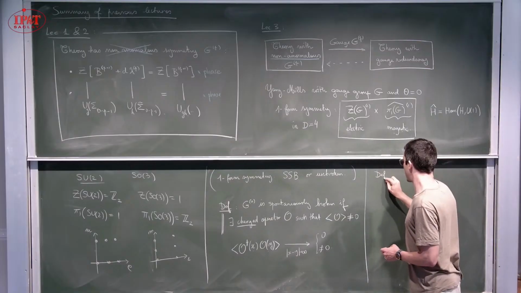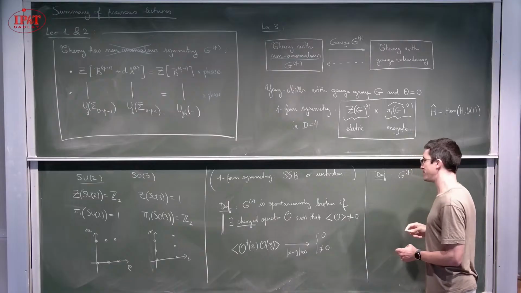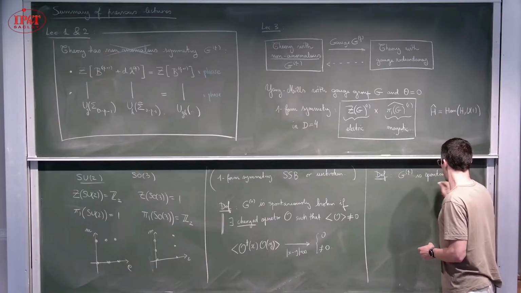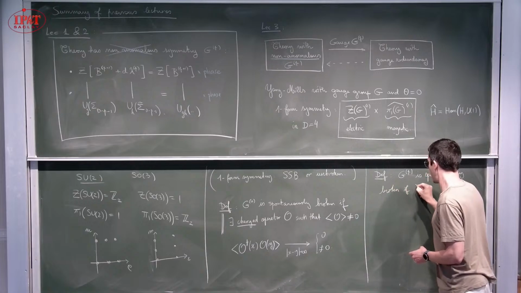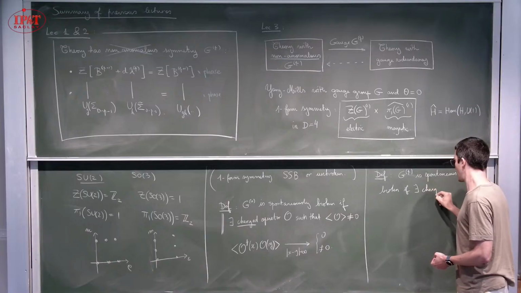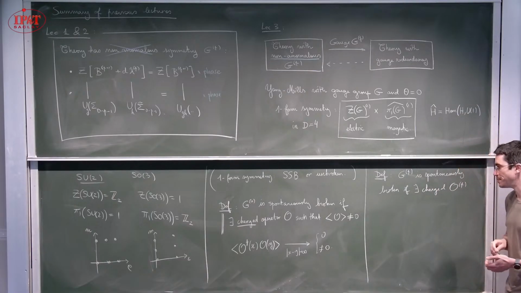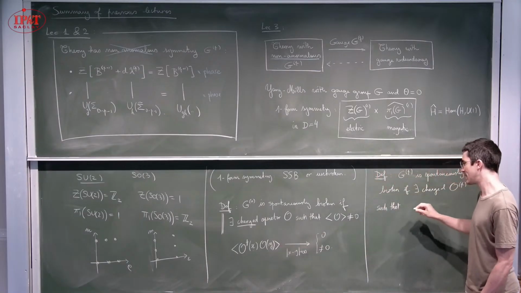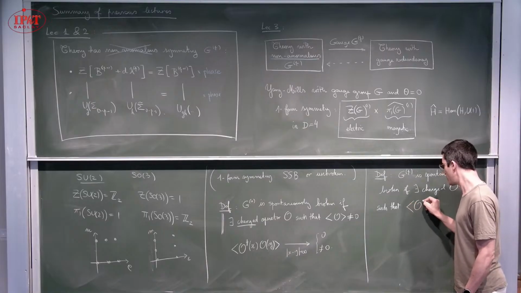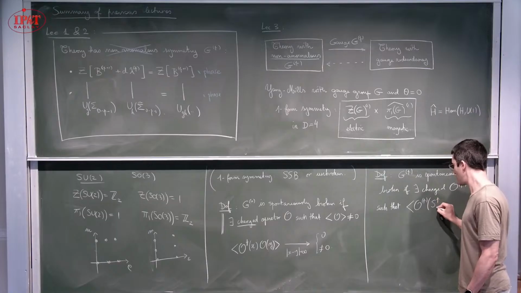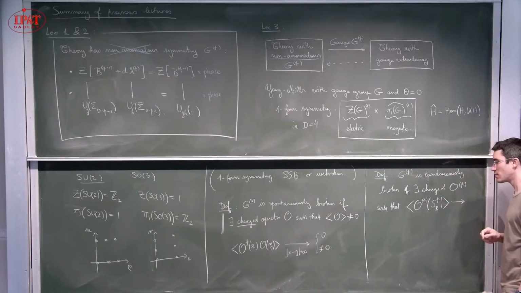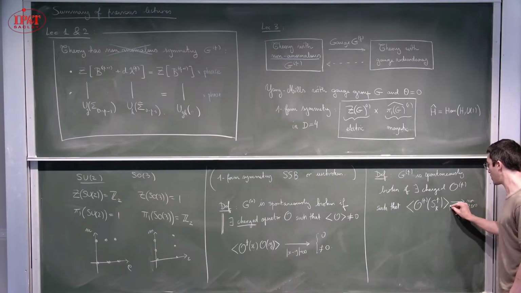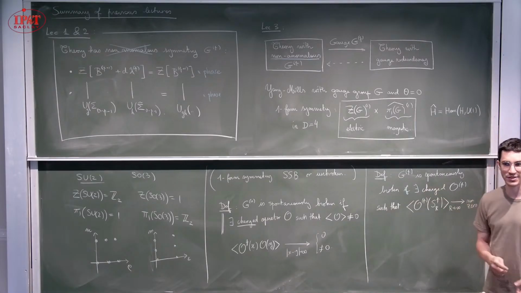So we can define that G_p is spontaneously broken if there exists a charged operator O_p such that, with a similar statement to this, the correlator of O_p now supported on S^p of radius R goes to non-zero when R goes to infinity. That would be the most naive generalization of this.